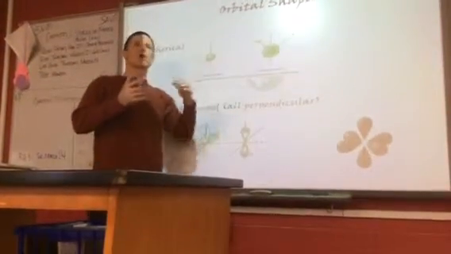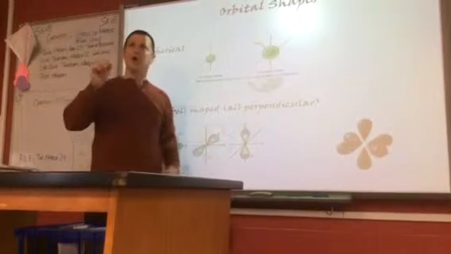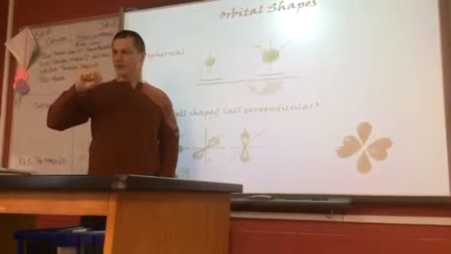Schrodinger called them nodes. A node is a part of a wave that's not moving.